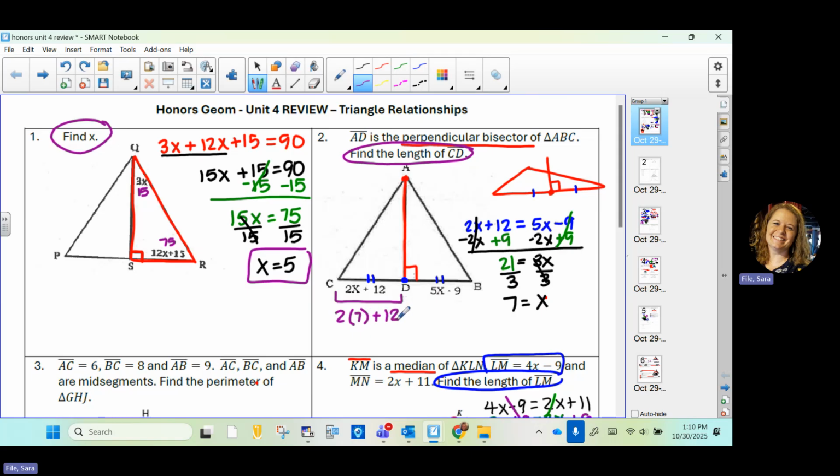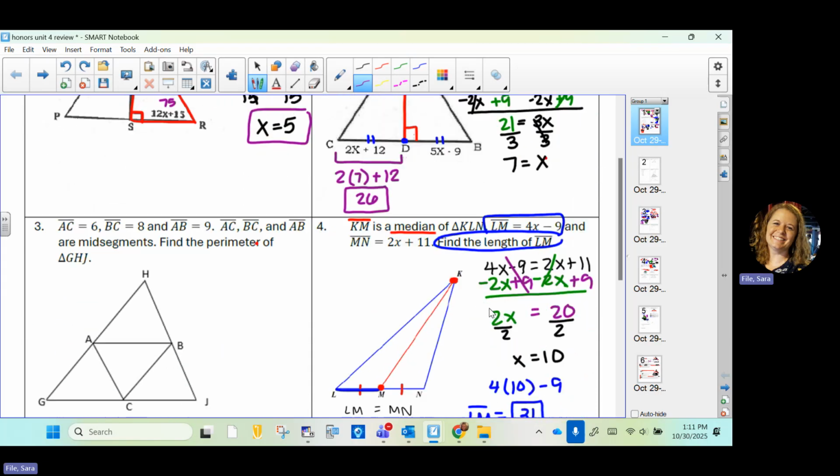So 2 times 7 is 14, plus 12 is 26. So I could stop there and be done, but I would highly encourage you to plug it into the other one just to double check. What's 7 times 5? 35, and 35 minus 9, that's also 26. So it checks out because they were supposed to come out equal. So we're good to go. If they had asked for CB, you would have to add 26 plus 26, or do 26 times 2. So just make sure you go back and double check what the question is actually asking you to find.